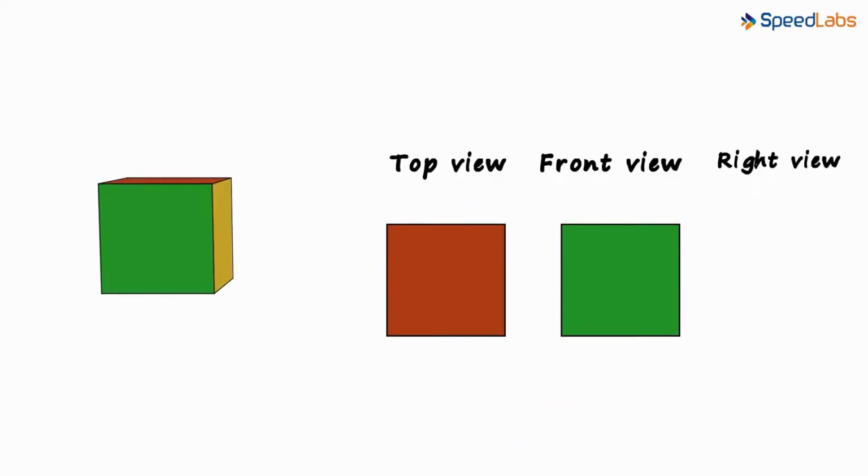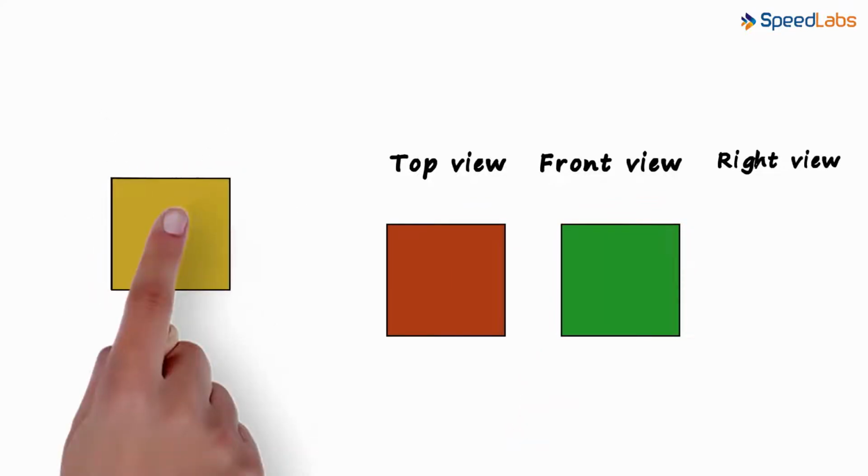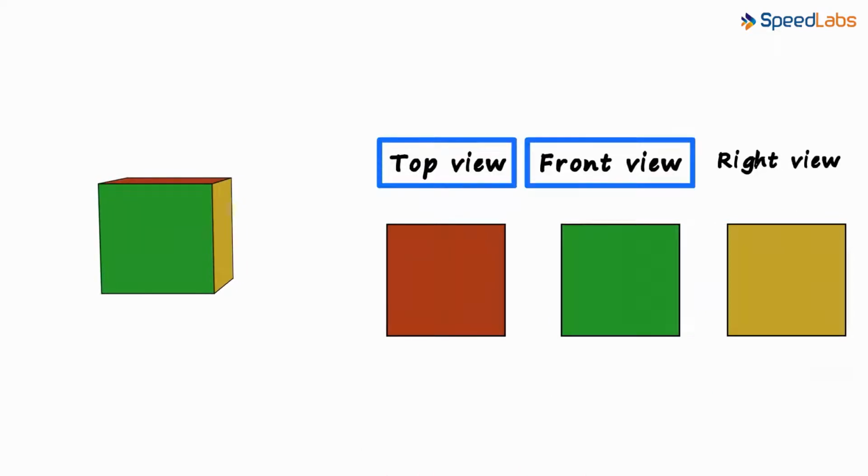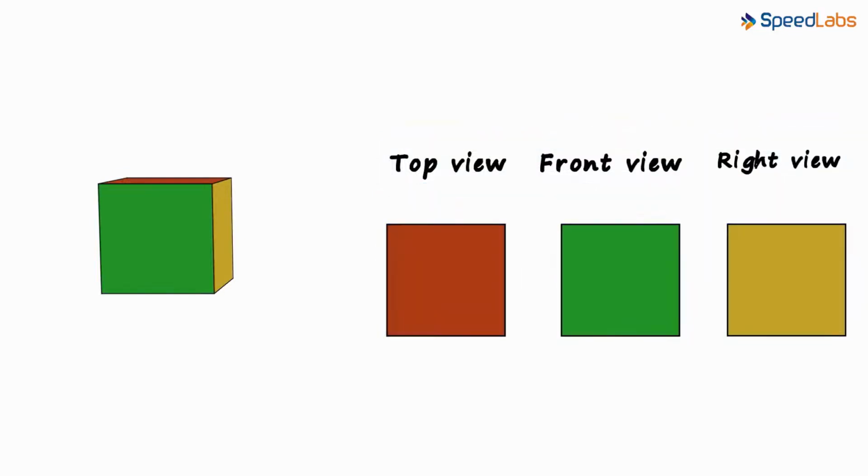And how would it look if we view it from this side? A square again. Whether we look at it from the top view or the front view or the right view of the cube, we will always see a square. So this involves a bit of imagination, and we should try this out with different figures.